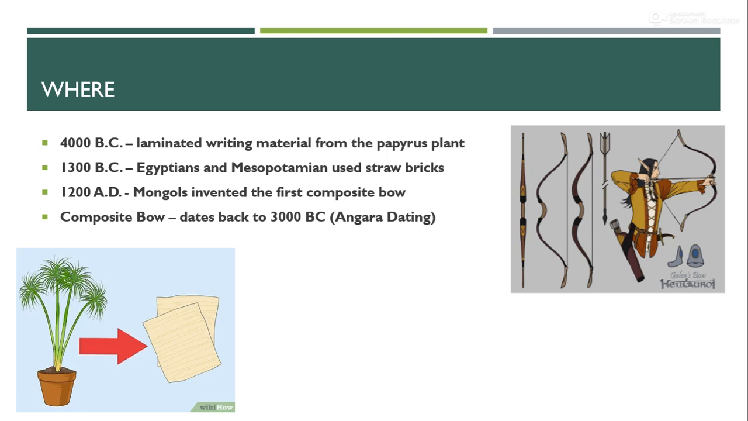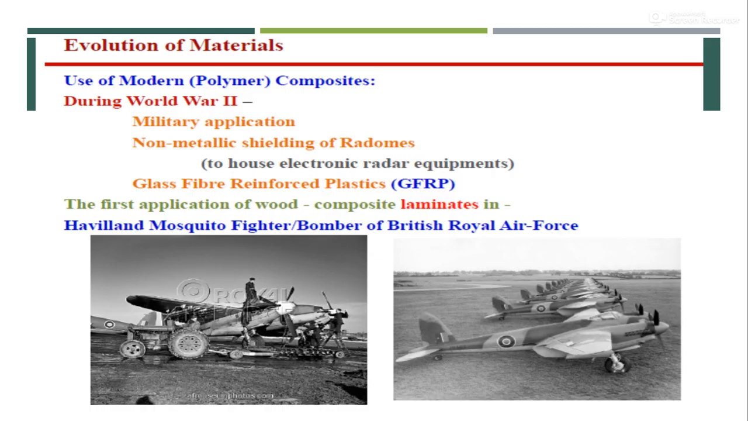So the application of composites did not start today. It started in the early 4000 BC. Normally they were making writing materials from papyrus plants, and also in 1300 BC they were using straw bricks. And in 1200 AD, the Mongolians invented the composite bow. So the composite bow was one of the revolutionary things in those days.